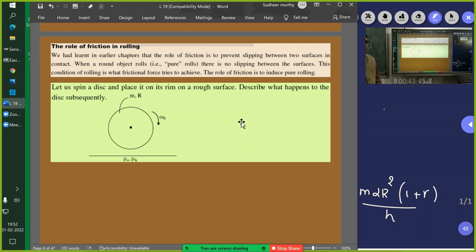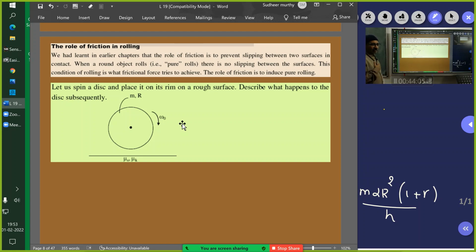Okay. Who will explain this? Dhiman, Arun, can you explain this? What happens? Strategy you tell. Don't try to solve. Strategy you tell. See, this is rolling, and just to keep it.